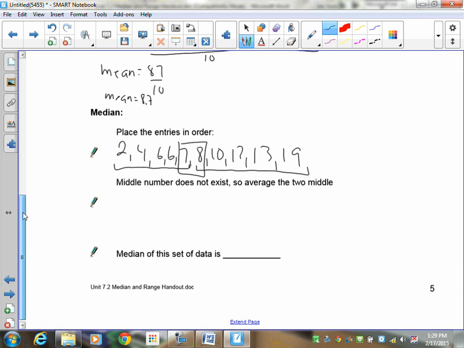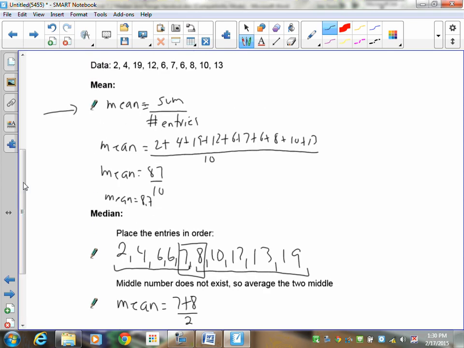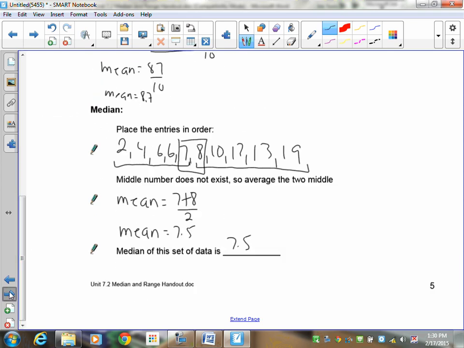So in this case, I'm going to find the mean, and that's going to be equal to 7 plus 8 divided by 2. 7 plus 8 divided by 2 is 7.5. So there is your median. When you're calculating the middle of a median, don't bother putting down the equation for mean. You have to put it down here when you're calculating the mean, but down here it's not required.